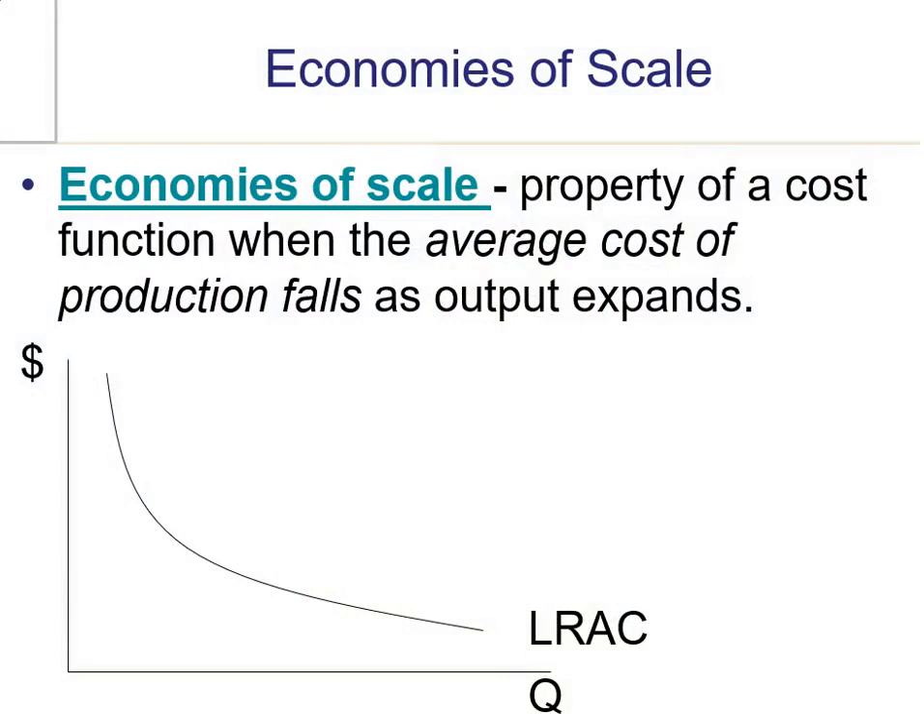Economies of scale, what is it? This is the property where a cost function experiences average costs which decline as output expands. So you have long run average cost, graphed with the dollar amount on the vertical axis and output on the horizontal. And as output expands, your long run average costs decline. This is also a property of natural monopolies. Utility companies, for example, commonly exhibit economies of scale, where they have lower average cost as they serve more customers. That's economies of scale.